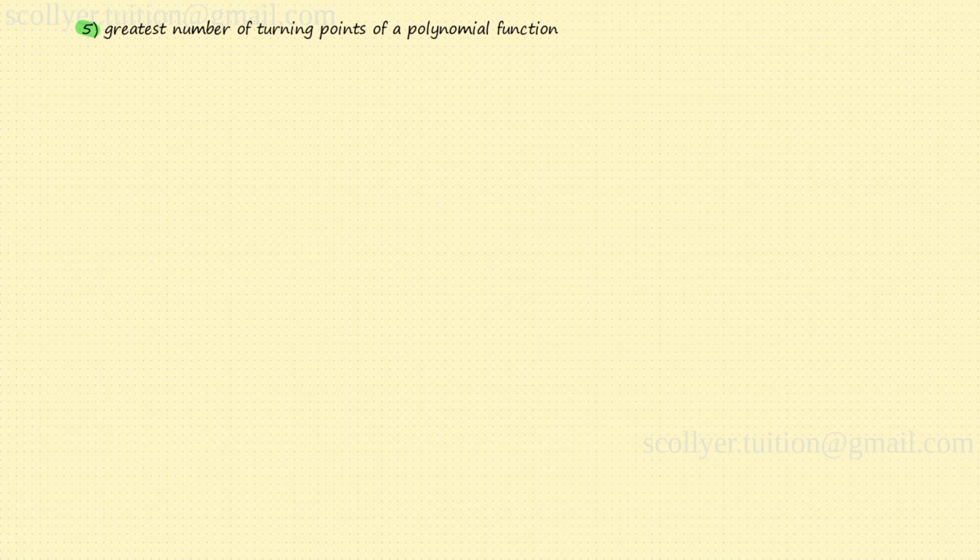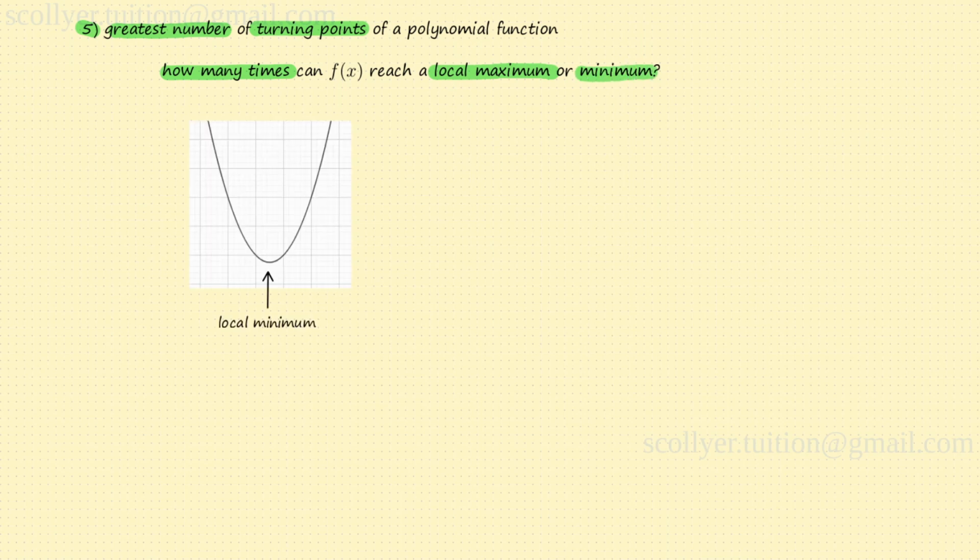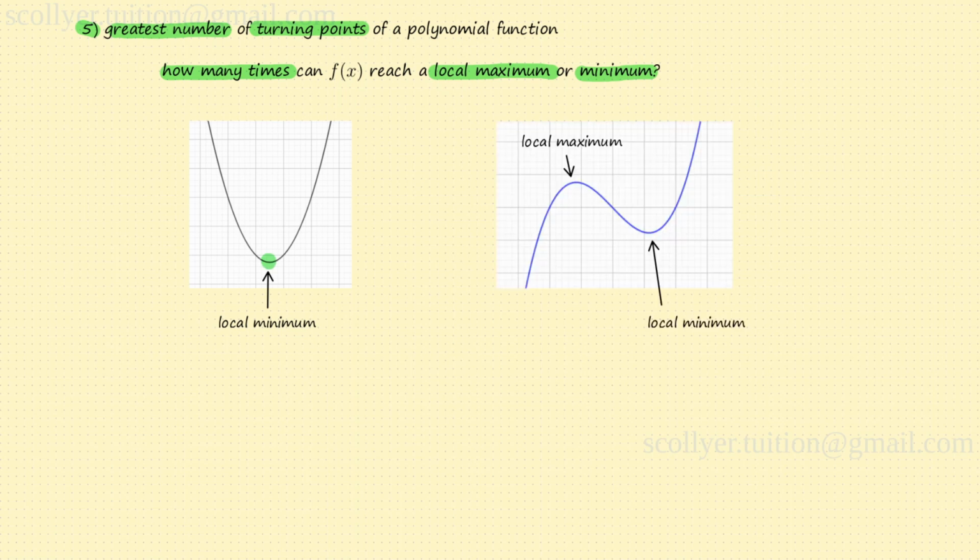For point 5, we discuss the greatest number of turning points of a polynomial function. And this is a question of how many times can the graph of f of x reach a local maximum or a local minimum. And here is an example of a graph with a local minimum, which is the point here at the bottom of the graph. And here is a graph with both a local minimum, this point here, and a local maximum, this point here.